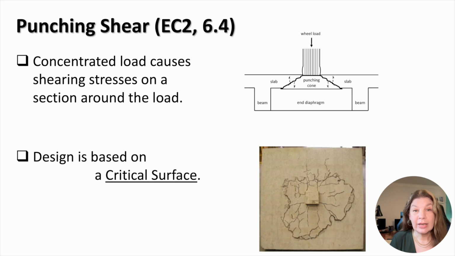During punching shear failure, the concentrated load causes shearing stresses on a section around the load. The possible sources of concentrated loads can include a supporting column, a wheel of a heavy vehicle, a support of heavy equipment, and so on. Here you can see an example of punching shear failure of a flat slab around a column.